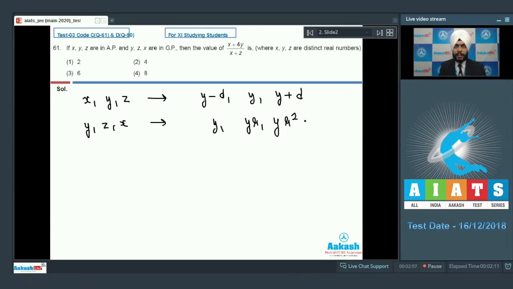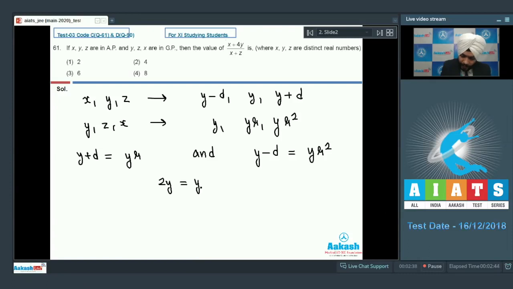Students, what is the scenario now? You can equate the value of x from the first part and second part. You can equate the value of z from the first part and second part. You have two equations and two variables. The variables are d, the common difference of the AP, and r, the common ratio of the GP. So we have z from the first equation, y plus d, equal to yr from the second equation, and x from the first equation, y minus d, equal to yr square. Let us add both the equations. So you'll get 2y is equal to yr plus yr square.